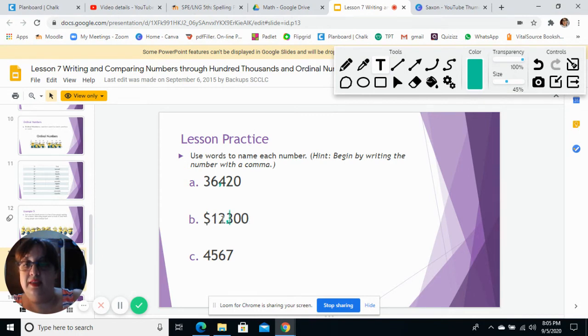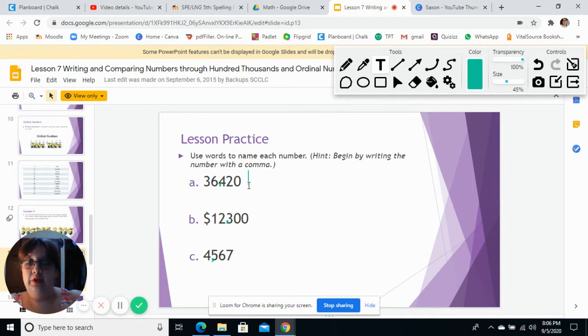so we also know that we need to read it with the word dollar. So we're going to read $12,300. And this we count back by 3. 1, 2, 3. So our comma is going to go right down here between the 4 and the 5. And we read this 4,567. Your job is to use words to name each number.